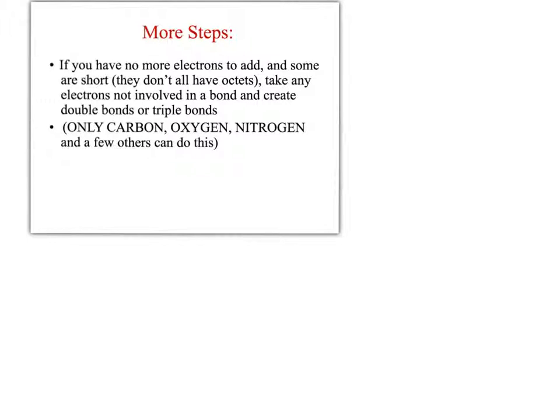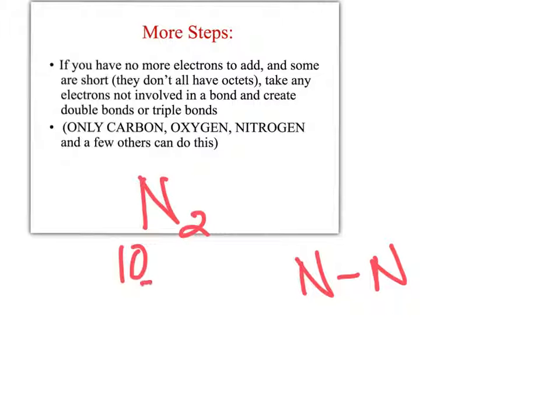Our next issue was what to do if we ran out of electrons to place. For example, in nitrogen, there's only 10 electrons. If we connect our nitrogens like this, that takes care of 2. That leaves us with 8. 1, 2, 3, 4, 5, 6, 7, 8. I've placed all the electrons that I have, but the nitrogen on the left does not have 8 around it.